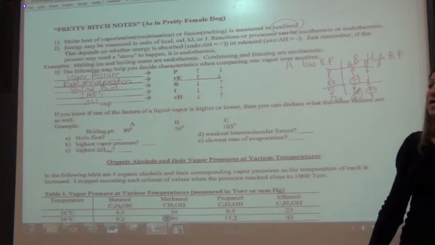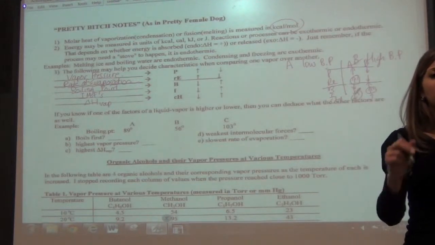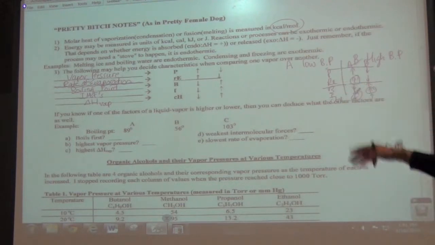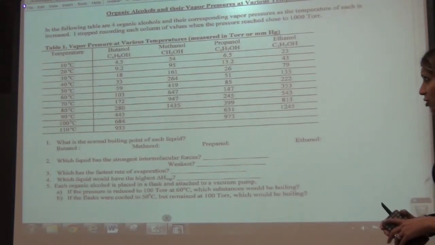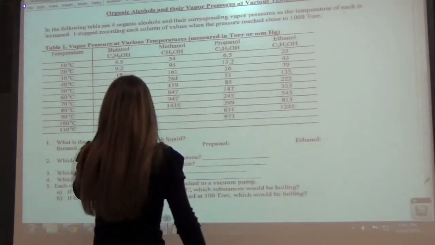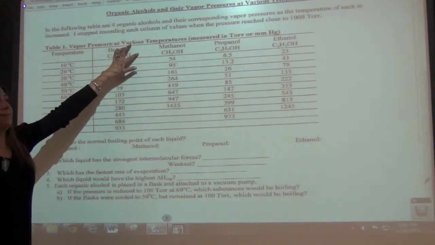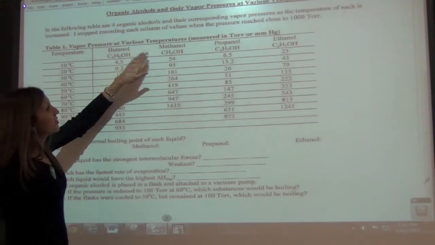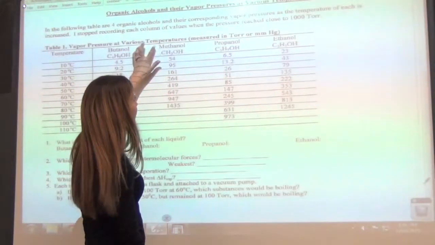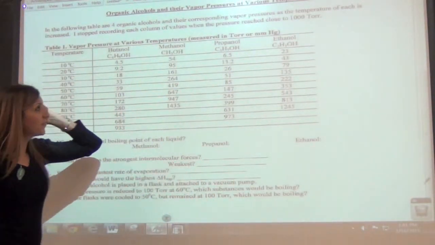A, right there. So you can answer any of those questions just based on the one thing, and that's how that chart works. So let's come down to this chart just to make sure that we're okay with this. In this chart we've got vapor pressures at various temperatures. You can see temperatures increasing, going down. And we have four substances, different alcohols: butanol, methanol, propanol, and ethanol.